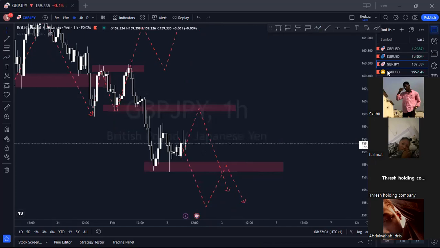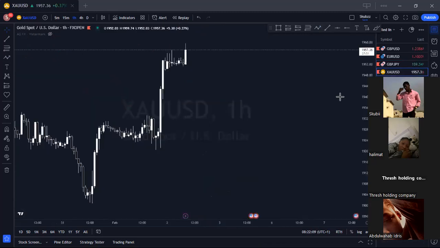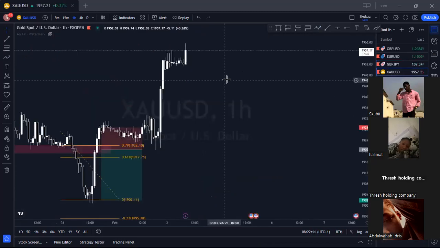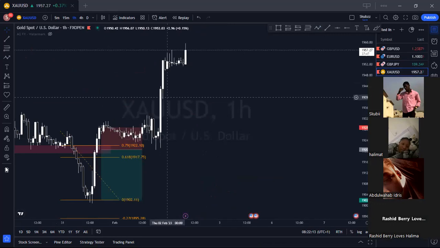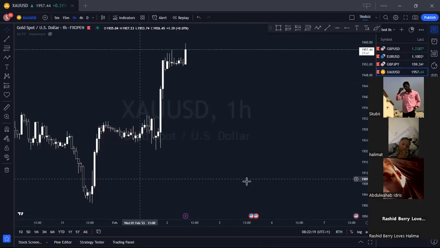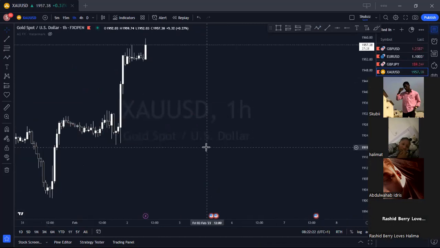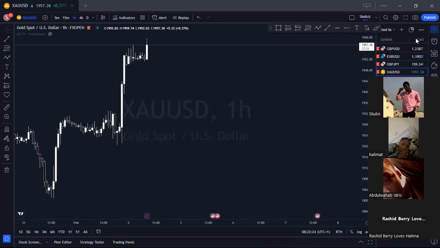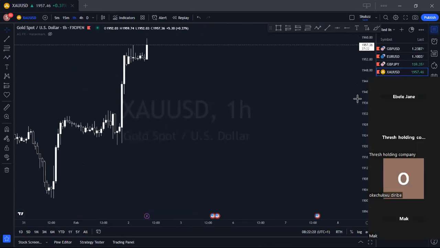Then, gold. Should we talk about gold or should we just leave it alone? What type of movement is this? I'm going to leave it alone for now. Anyways, is there any other pair you guys want us to take a look at before we go? Yeah, GU.